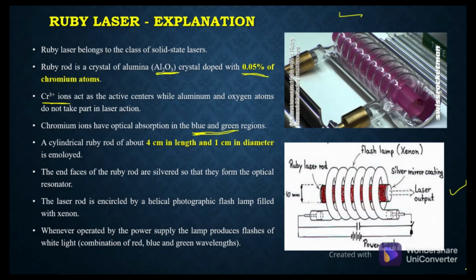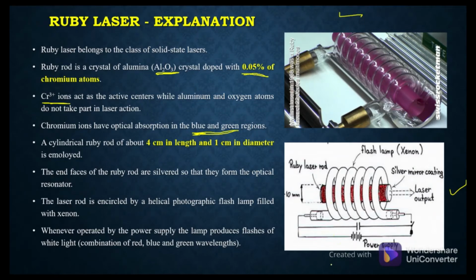What happens here is, this ruby rod, we have understood, is made of chromium ions doped in alumina. So chromium ions are going to act as the active centers, and it is a solid state laser. Now, in order to pump the chromium ions, what we have to do is switch on the xenon flash lamp.